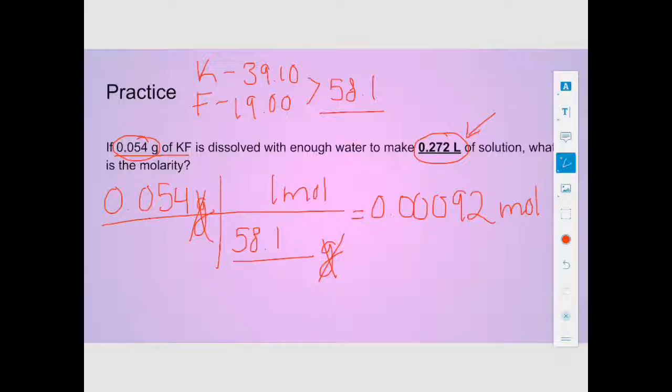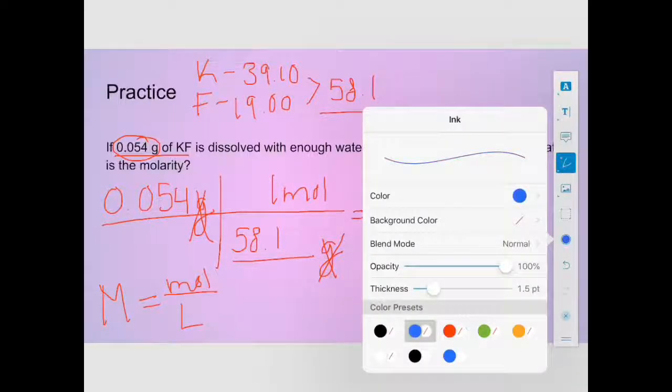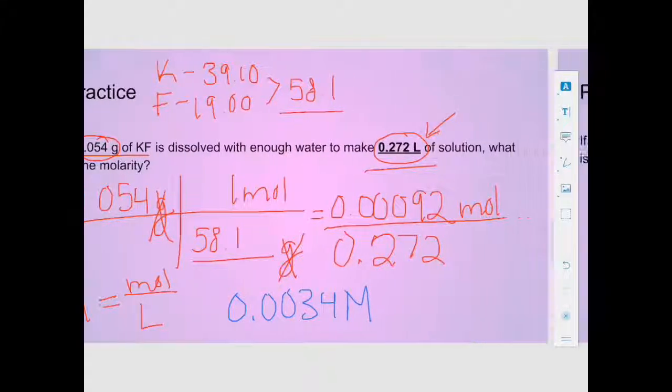Last step is to plug it into our molarity formula. Molarity equals moles per liter. So go ahead and do that. You're going to divide by your liters, and this time we don't have to convert because it's already in liters. 0.272. And we are going to get for our answer, we just plug that into the calculator, 0.0034 molar. Okay, if you did that one correct, awesome. If not, go back, try and rewatch them through slowly, slow this version down if you need to, and give the third one a shot by yourself.